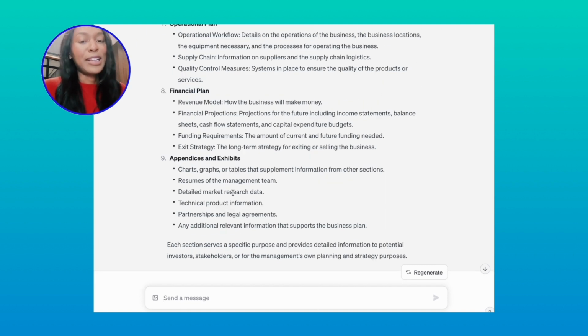Moving on to the financial plan, you're going to talk about how the business actually plans on making money. In addition, you're going to have projections, and these are oftentimes going to include your future income statements, your balance sheet, your cash flow statements, and your capital expenditures.